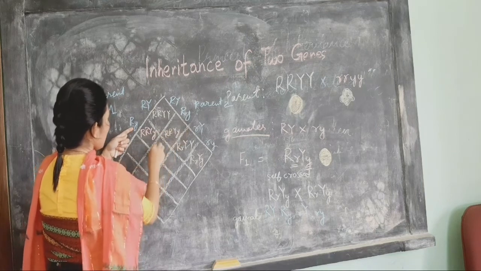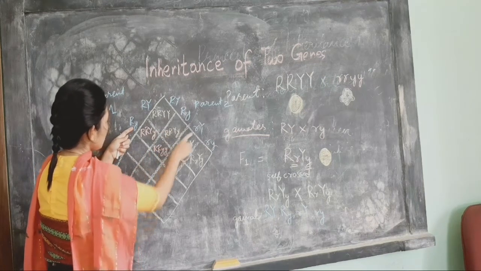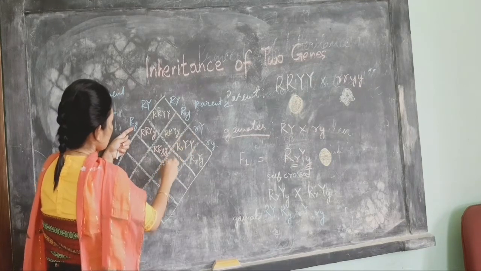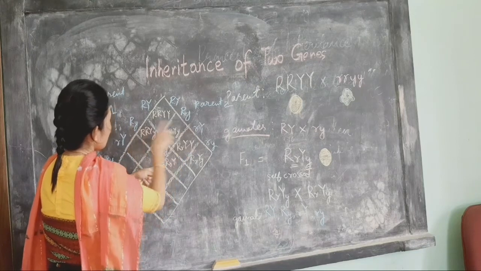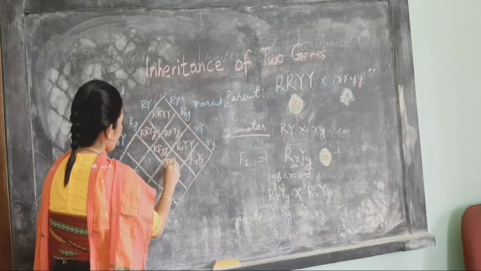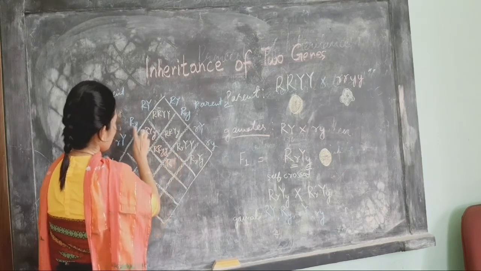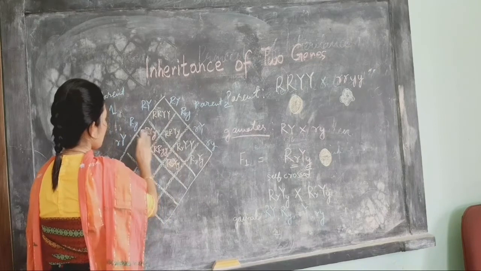This one is capital R, small y, small y: round and green. This one also has capital R, small r, capital Y. This one is round and yellow, right? Capital R. First one also round. Round and yellow. Okay, this one also round and yellow.